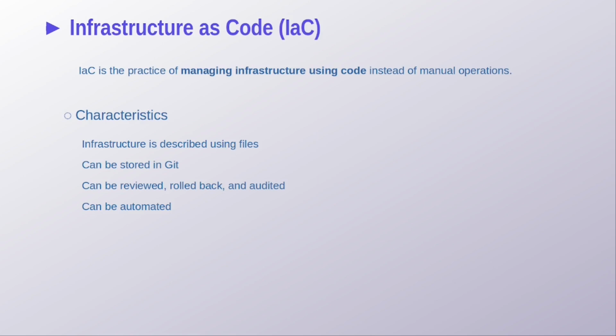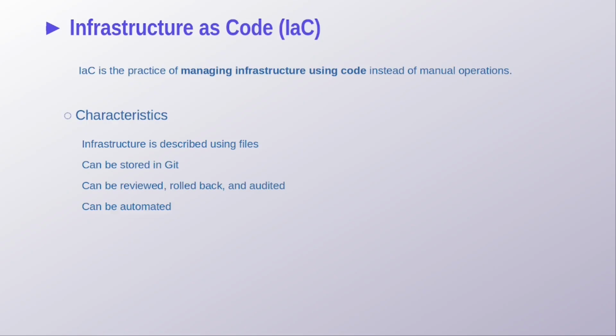Infrastructure as code. Now let's talk about infrastructure as code. Infrastructure as code means we manage infrastructure using code, not using clicks. Instead of clicking in the cloud console, we write files, we declare infrastructure, we store files in Git. Infrastructure becomes visible and clear.